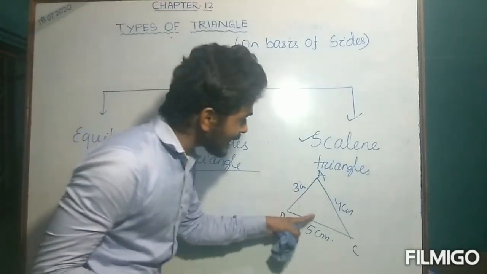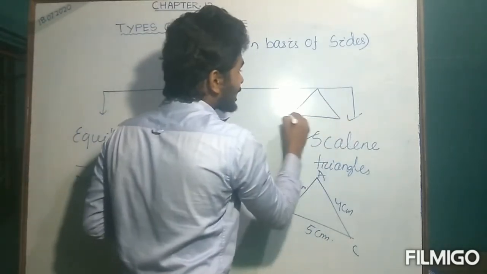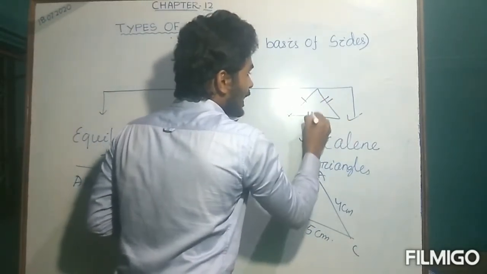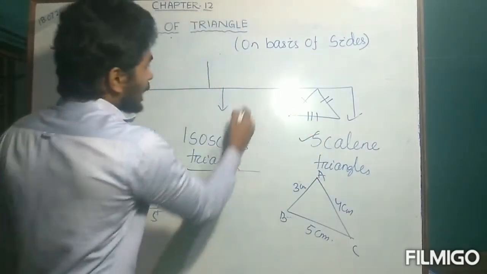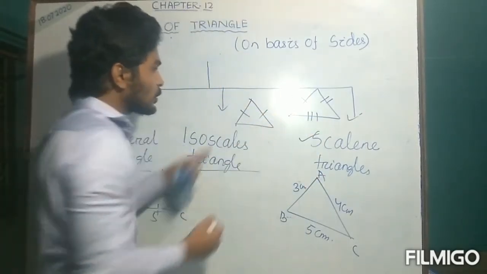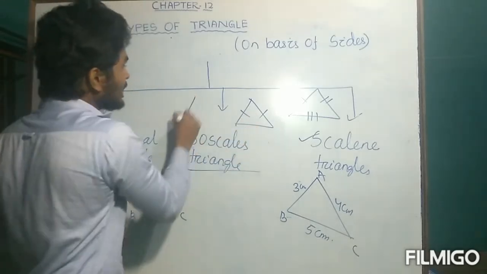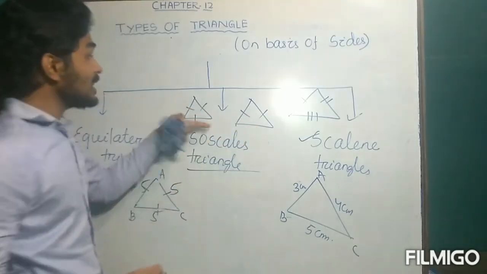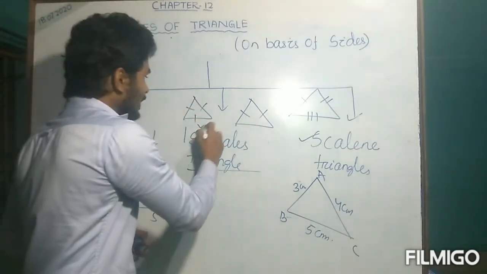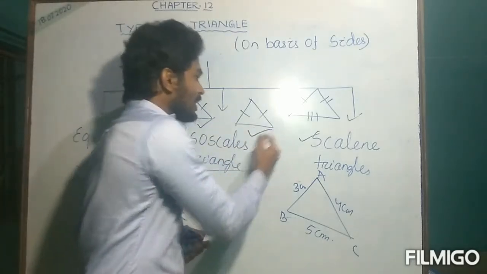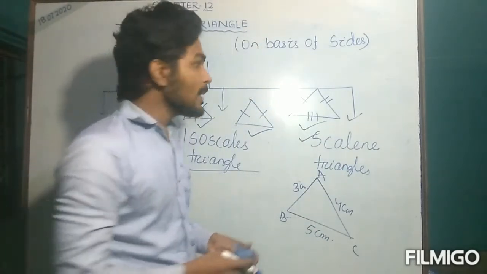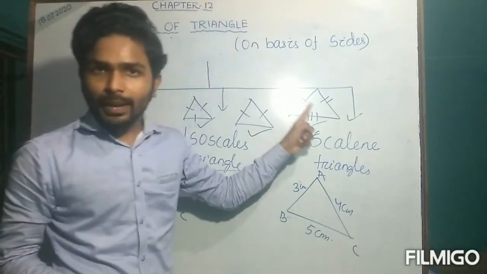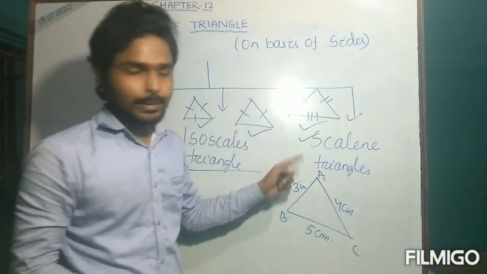In order to represent a scalene triangle, you can take like this. It represents that all the three sides are unequal, this represents the two sides are equal, and this represents the three sides are equal. This is equilateral triangle, this is isosceles triangle, and this is scalene triangle. Okay, so by representation you can also identify which triangle it is.